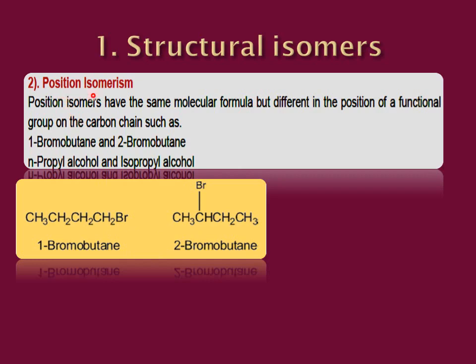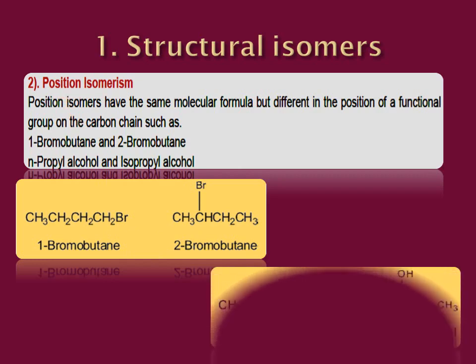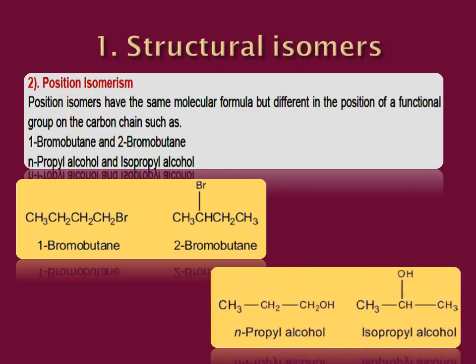The next example is n-propyl alcohol and isopropyl alcohol. Now look at the attachment of the alcoholic functional group. In n-propyl alcohol, the alcoholic functional group is present at the terminal atom, at the first carbon atom of the chain. Whereas in isopropyl alcohol, it is present on the second carbon atom. So you can see the difference in the position of the functional group in both of these isomers. That is why it is called positional isomerism.